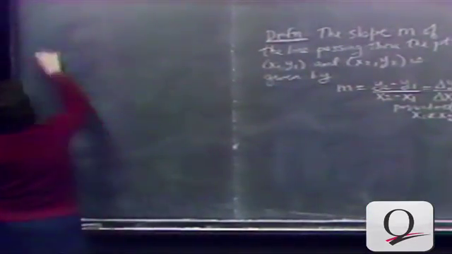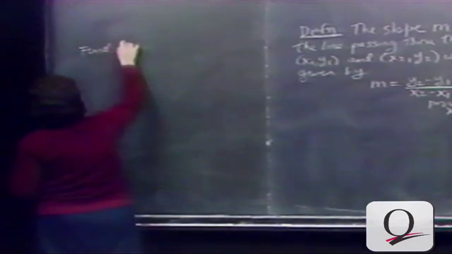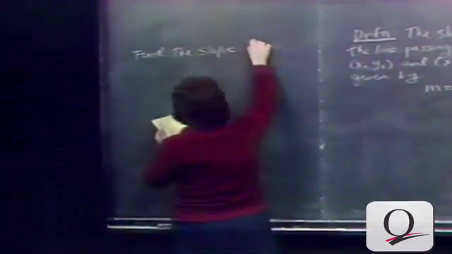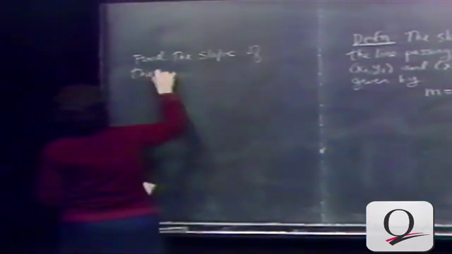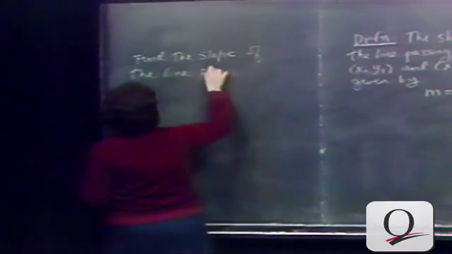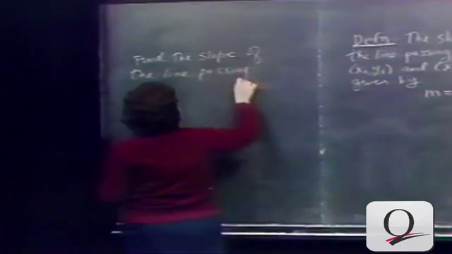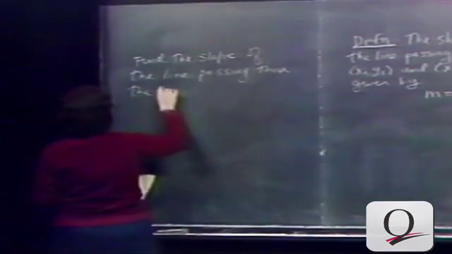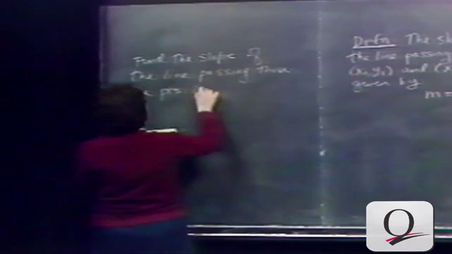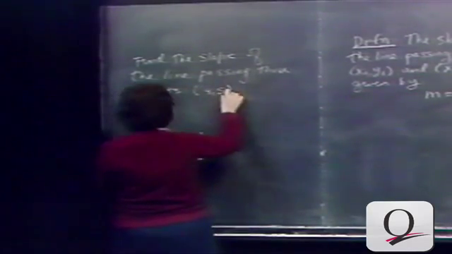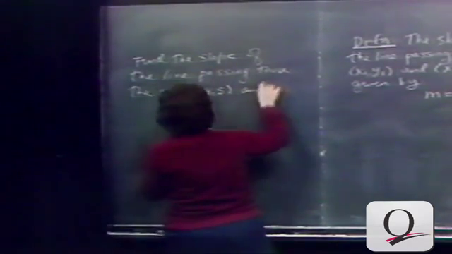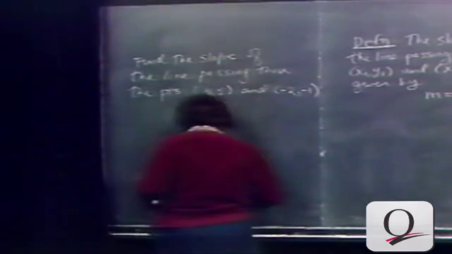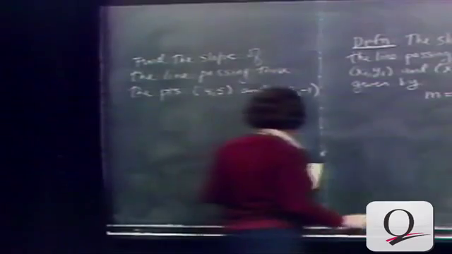I'd like you to find the slope of the line passing through the points 4, 5, and minus 2, minus 1. Okay, why don't you try that?